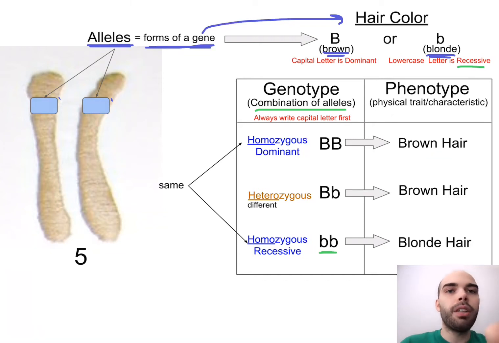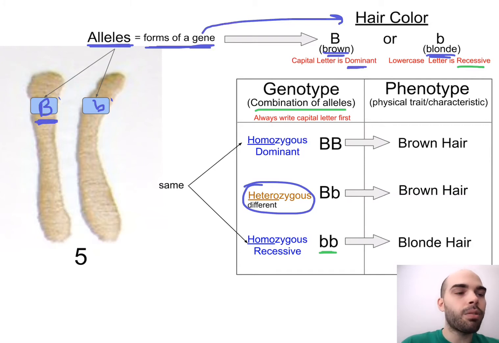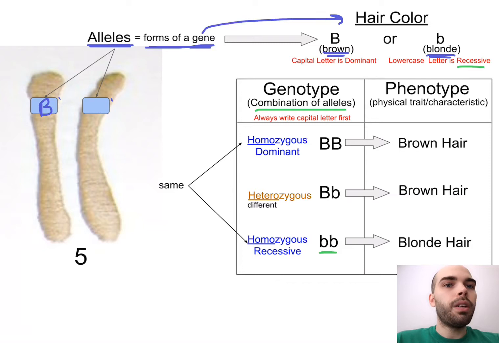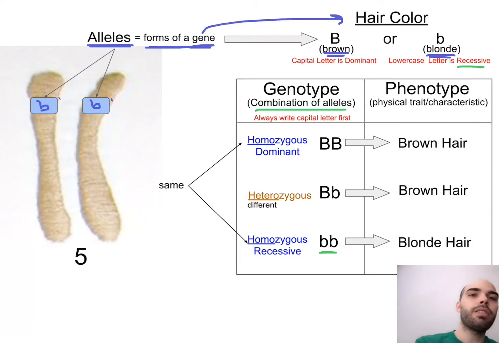What about a person who had big B, little b? This person would be heterozygous. As long as they have an uppercase B, they have the dominant allele, so they're going to have brown hair. What about a person who has 2 lowercase b's? Well, in that case, since they have 2 lowercase b's, they're going to have blonde hair. If they would have had 1 big B, then they would have automatically had brown hair.